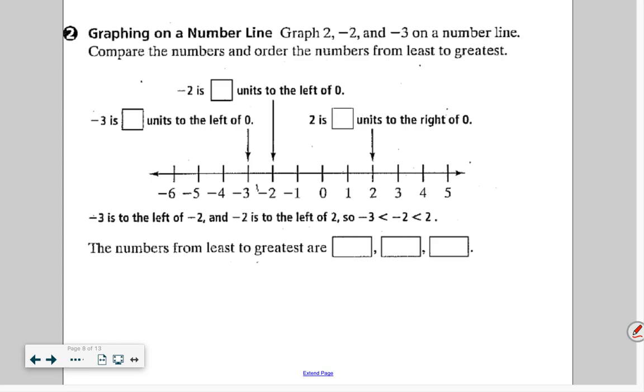Number line, compare the numbers and order the numbers from least to greatest. When we graph these, we need to put a dot at each of those numbers on the number line, and we should also put them above the number line. The numbers below represent all the numbers on the number line. Graphing them is putting a dot on the number line and recording what they are above that number line.